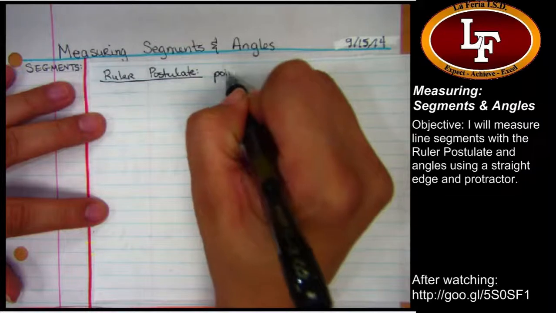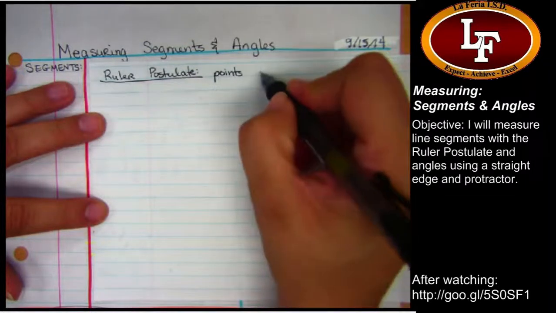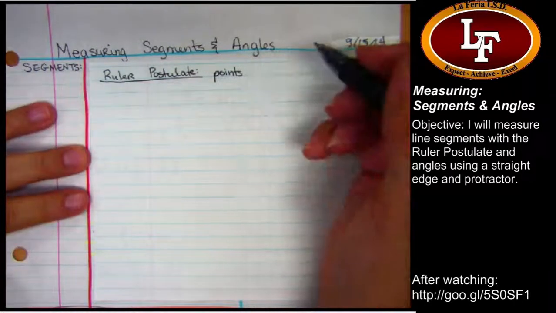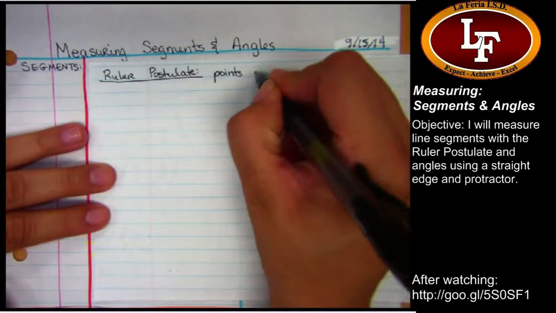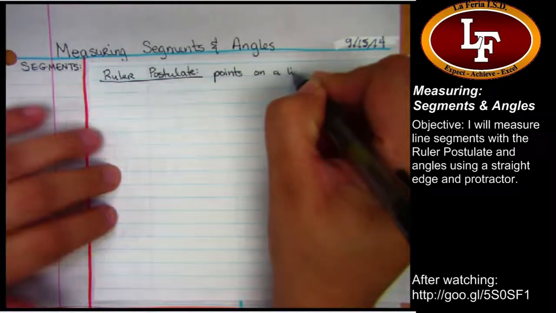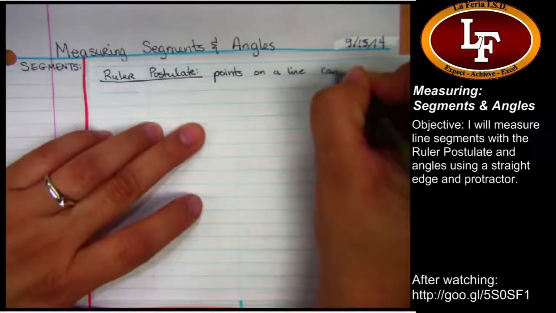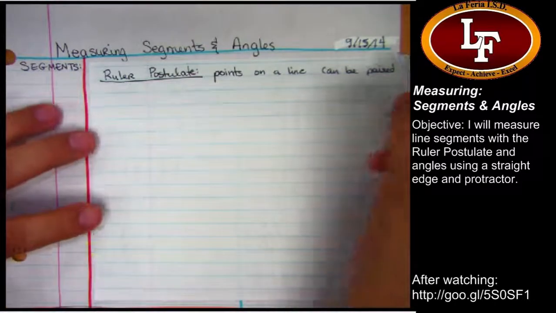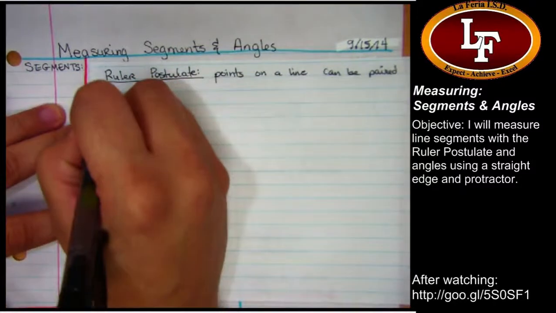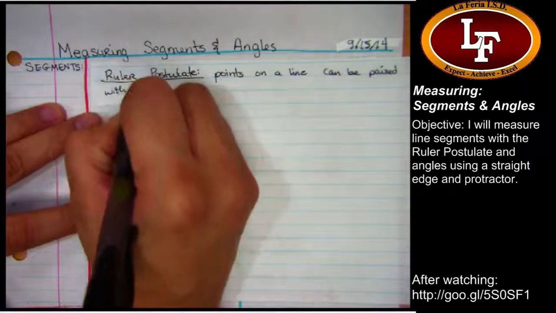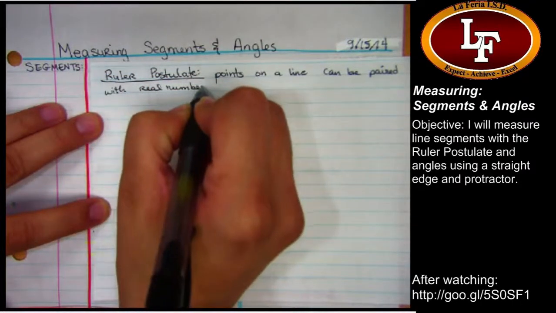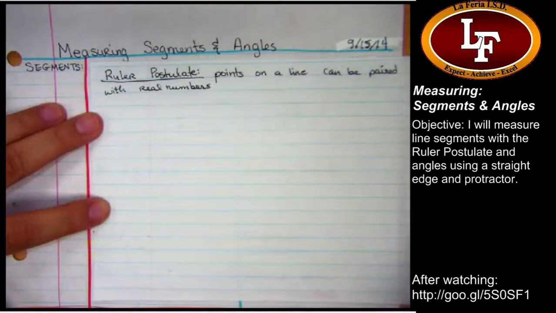Points on a line can be paired with real numbers so that the distances between them can be measured. I'm not going to write the whole thing. We'll write just a part of it as a reminder. So points on a line can be paired with real numbers. Try to do my best projector handwriting. All right, there it is.